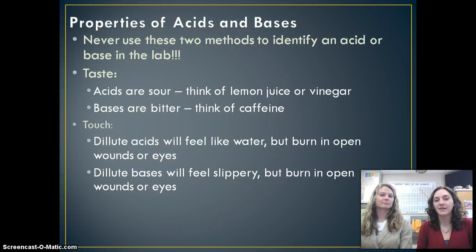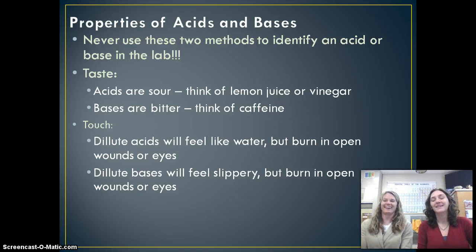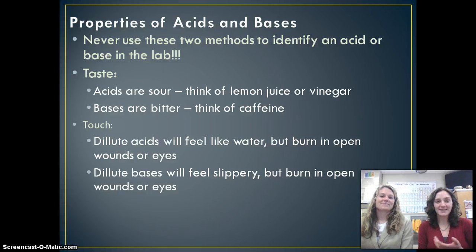Never use these two methods to identify an acid or base in the lab. Just putting that out there. Never do this, okay? But you can determine properties of acids and bases based on touch or taste. Don't do that. But think about foods that are acidic, things that have citric acid in them. They are sour. Lemon juice, orange juice, all those things have citric acid, so they are sour. Vinegar is also an acid. Bases are bitter. Caffeine is a good example of a base.